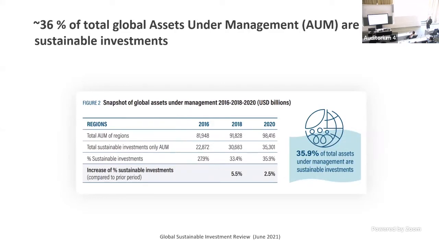So if you look at this right now, these are numbers from last year. Roughly 36% of total assets under management in the world, so financial assets, are defined by these managers as sustainable investments. And as you can see here, even though the data only runs from 2016 up until 2020, it is increasing, and it's noticeable, from 28% to 36% at the end of 2020.